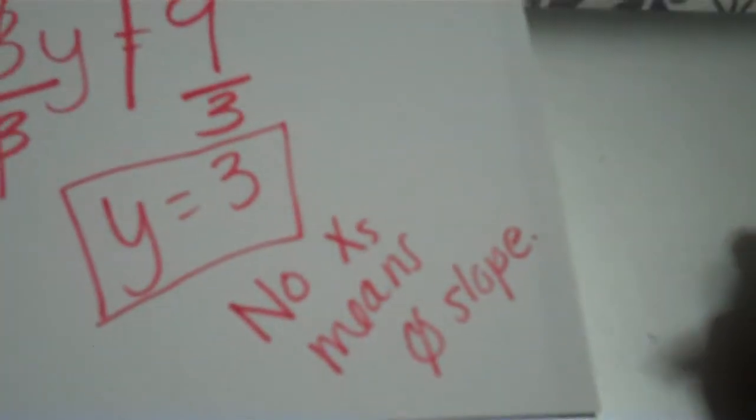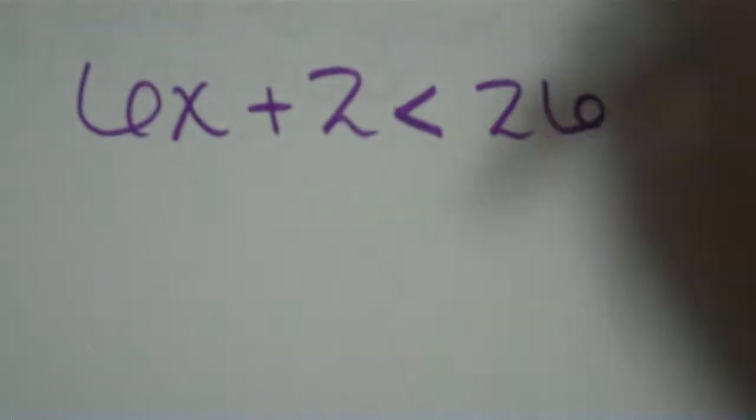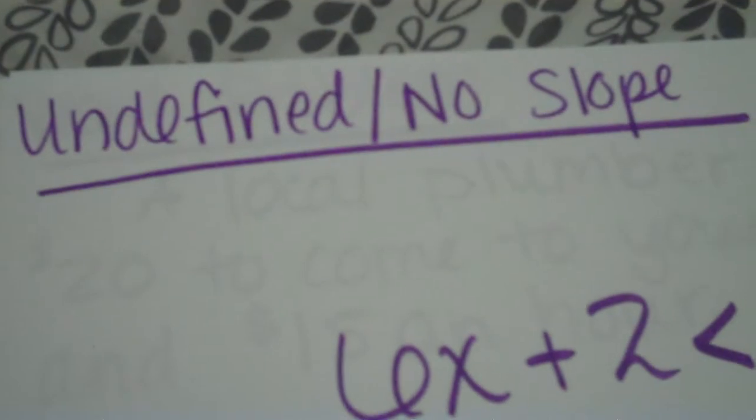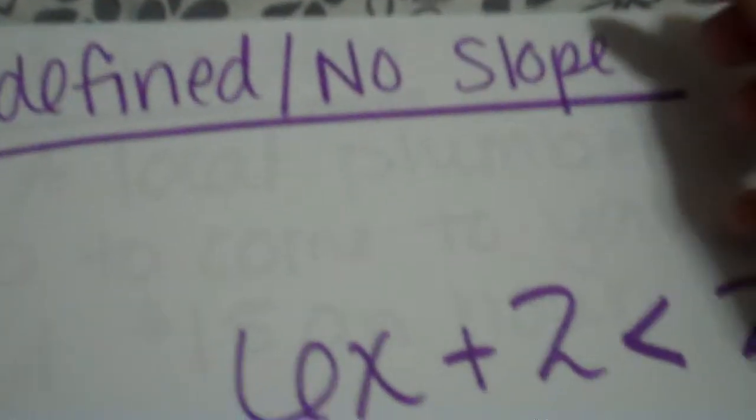So another way to write it, let's go ahead and write that right here, is no x's means 0 slope. If you want to write out the word 0, go ahead and do that. Okay? No x's means 0 slope. Alright. What about undefined or no slope? So, this also very rarely happens.